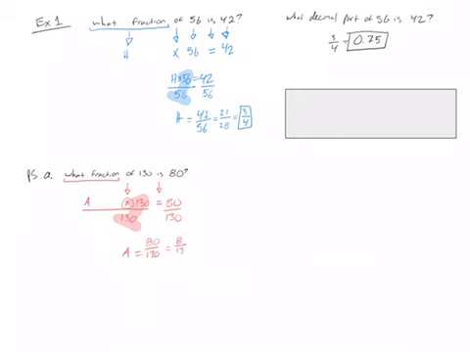13 is a prime number, so there's not going to be any factors that would reduce with that 8. So my answer is going to be 8 over 13. Again, if it had asked for a decimal part, I just would have converted that 8 over 13 into a decimal, maybe using a calculator or something like that.